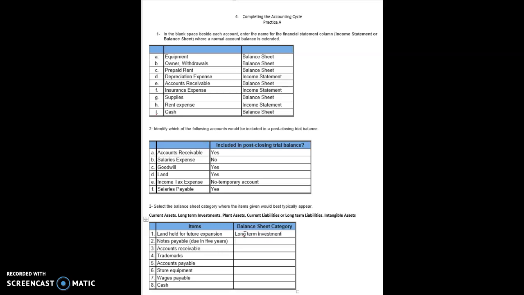All right, next we have our notes payable due in 5 years. So it's not due this year. So that would mean that if it's over 1 year, it's a long term. So that's going to go under long-term liabilities.